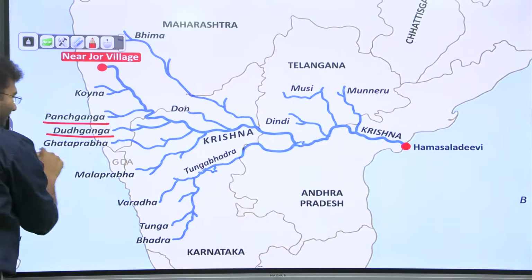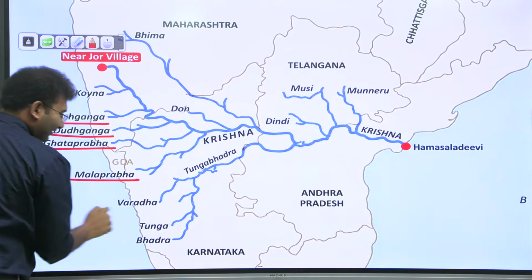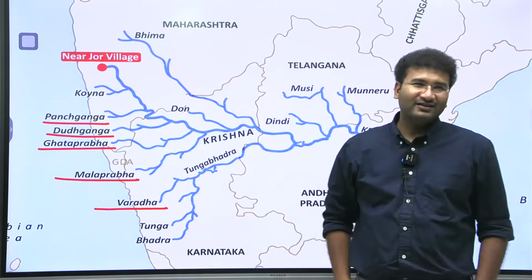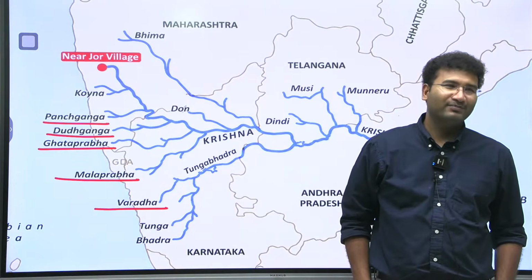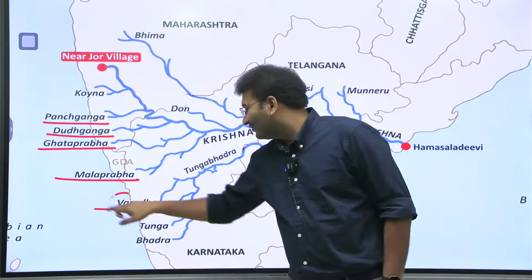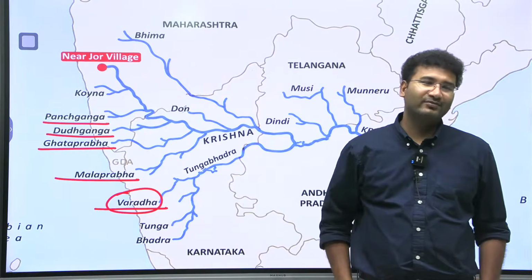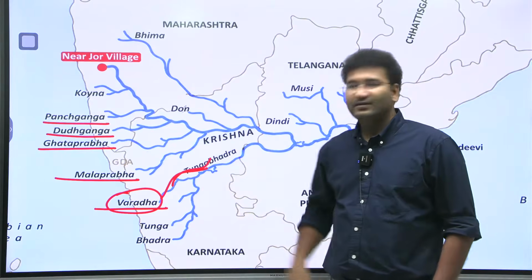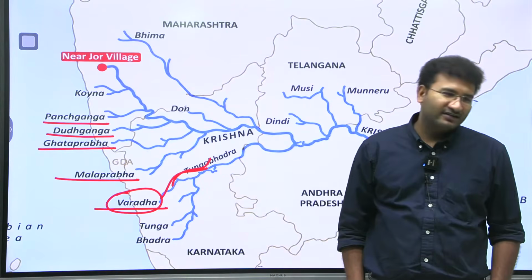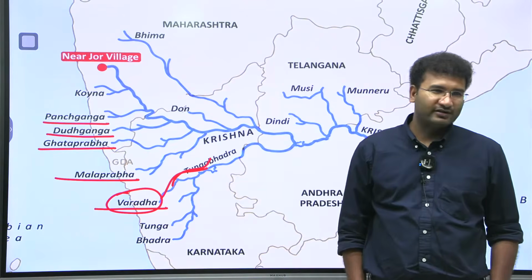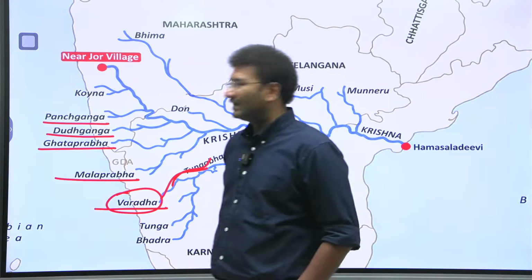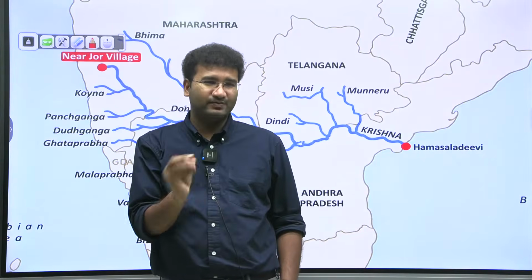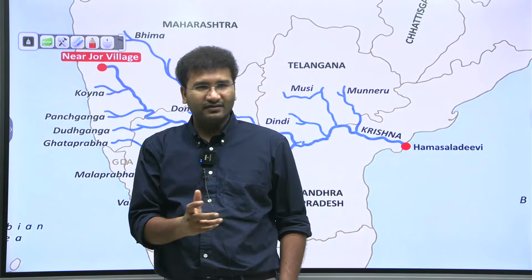Panchganga, Doot Ganga, Ghat Prabha, Mal Prabha, Varda. Okay? So Panchganga, Doot Ganga, Ghat Prabha, Mal Prabha, like that, Varda. These are the right bank tributaries, right? So this Varda is an independent tributary. So you have to remember the names, you need to memorise, there is no alternative to that. One homework from my side is to look at the major cities present on these rivers, because UPSC is interested in that, right?